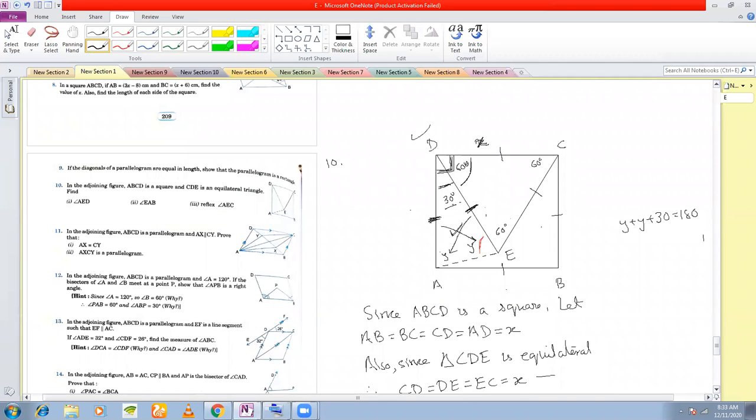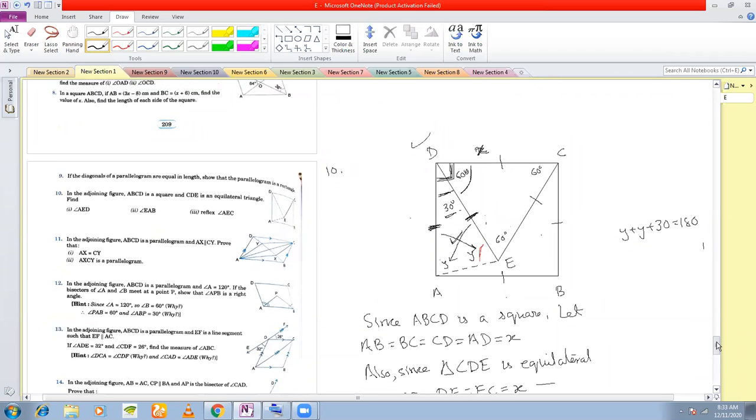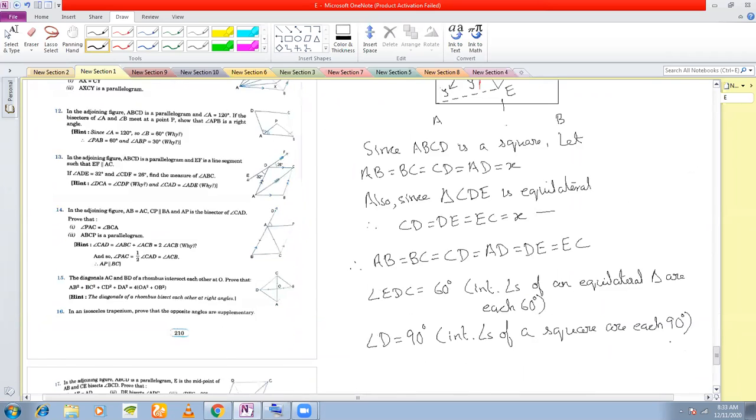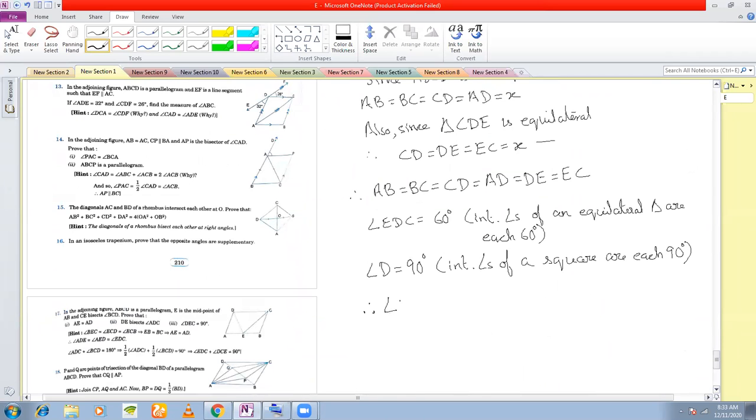So therefore, what is angle ADE? It is the 30 degree angle that we are finding out. Angle ADE is 90 minus 60. Therefore, angle ADE is equal to 90 minus 60, equal to 30 degrees. So we have found out this angle.